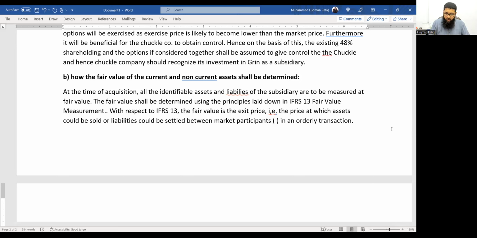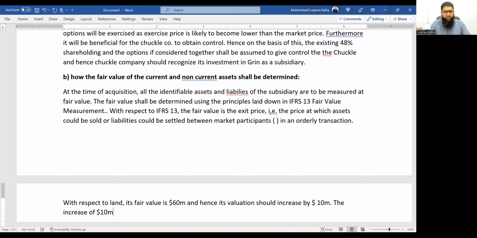Now, what next is going to be there? With respect to land, its fair value is 60 million, and hence its valuation should increase by $10 million. The increase of $10 million would lead to increased deferred tax liability of $10 million multiplied by 20%, which is equivalent to $2 million.